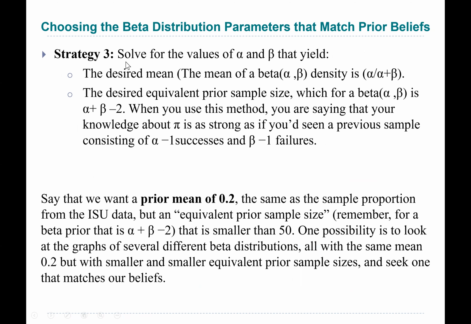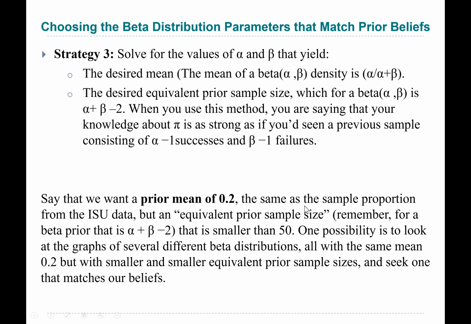Another strategy is that you set some conditions, like the desired mean is some value and the equivalent sample size is some value. So for example, say that we want a prior with prior mean 0.2, but many functions have the same prior mean 0.2. There are many alpha and beta that give me the same mean.